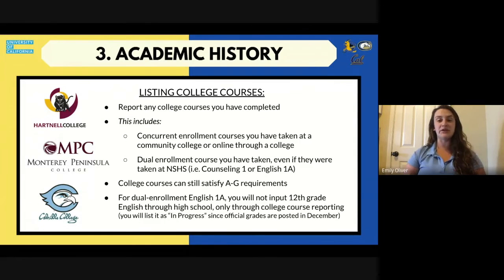So for students who are currently in English 1A, you'll actually not report it on your high school academic history. You're going to report it on your college academic history. Don't worry, because college courses can still satisfy A through G, so it'll still match up and it'll still give you the credit for the 4 years of English. You're just inputting it as a college course, and that actually does benefit you too. For dual enrollment, as I mentioned, you're not inputting the 12th grade English, but you are doing it in the college course reporting, and you will list it as in progress, since official grades are not official for English 1A and for dual enrollment courses until December.